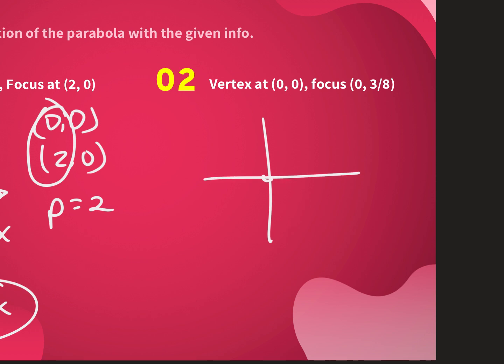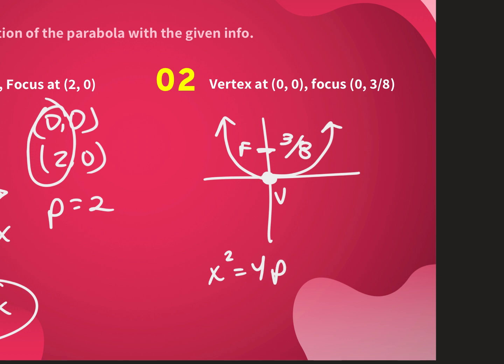Draw the picture. Here's my vertex right there at 0, 0. Where is my focus? Up. Very good. That's all you need to know, is it's up. It's at 3/8. So what do we know about a parabola? It opens which way? Towards the focus. So what kind of a parabola do I have here? X squared or y squared? It's an x squared equals 4p times y. I know it's x squared because it's vertical.